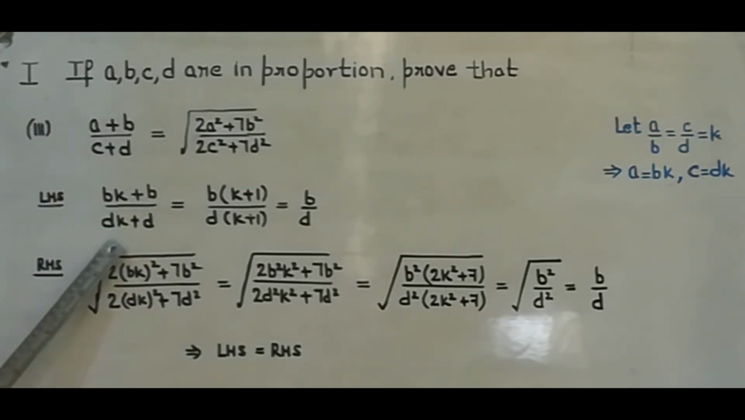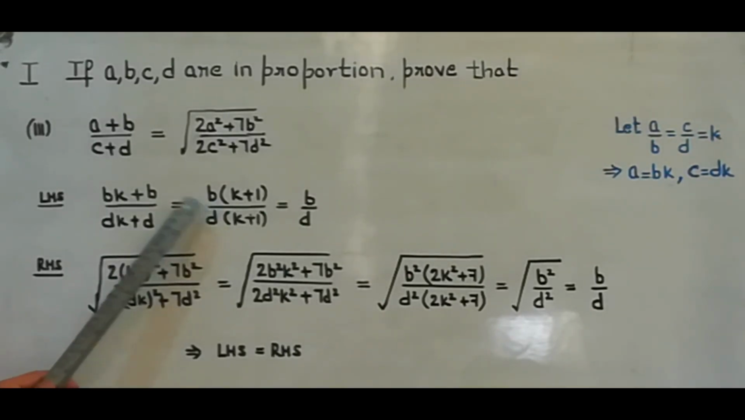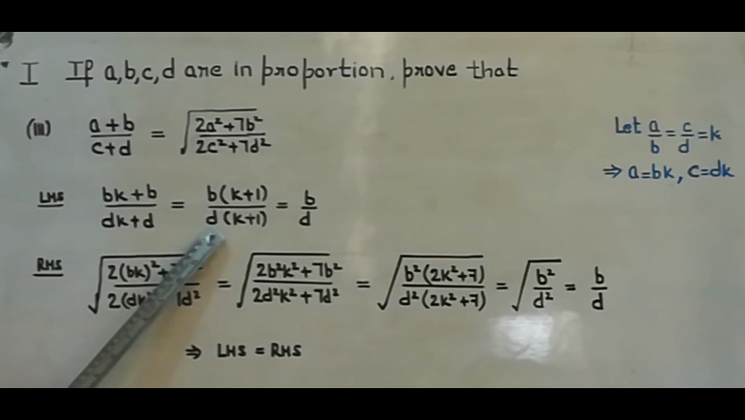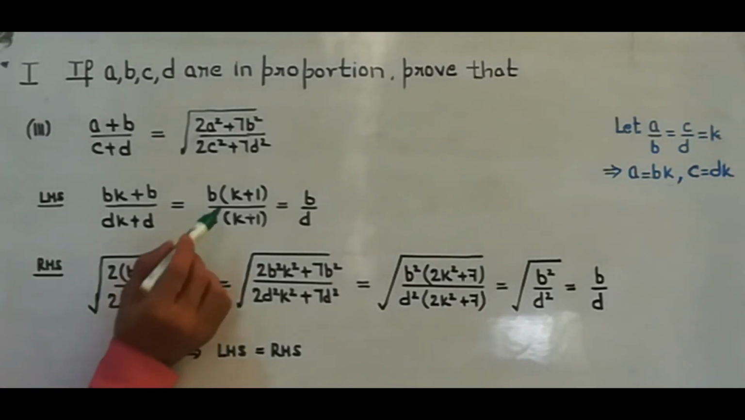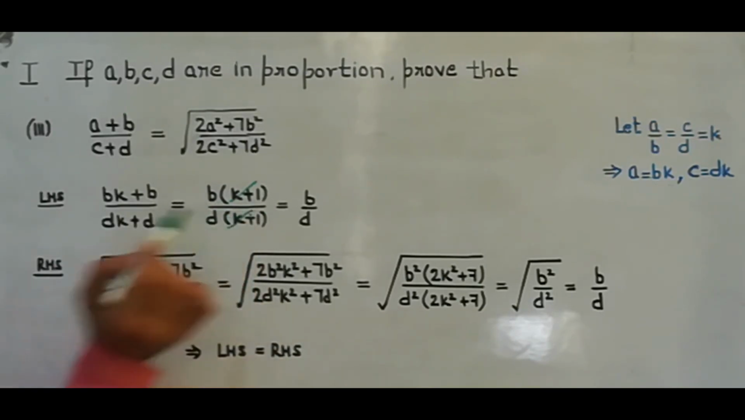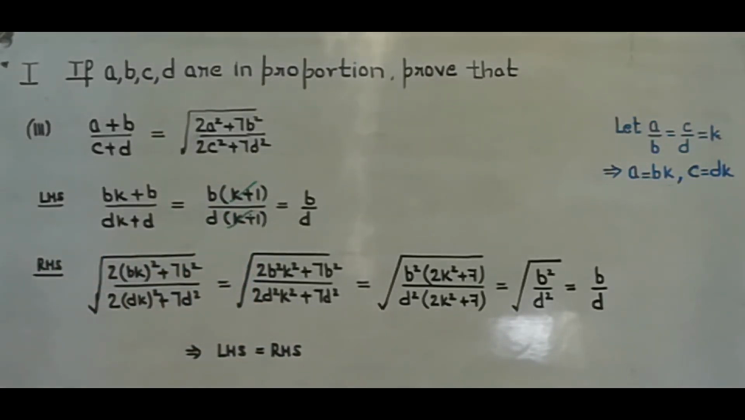After replacing A and C, you can see in the numerator B has been taken common, in the denominator D has been taken common. And after that you can see these two will cancel out, and your left side result will be B upon D.